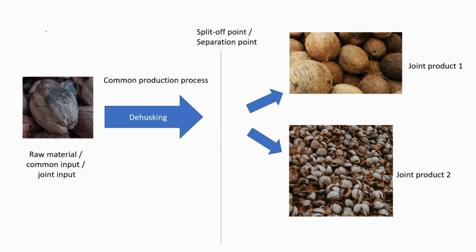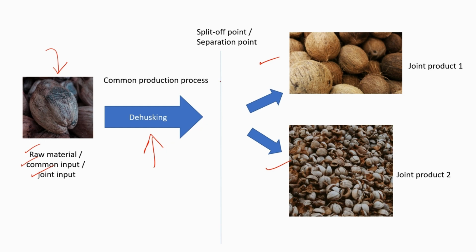Here is the example we discussed earlier. Now you know these coconuts are the raw material, which is also known as the common input because this input is common for both these joint products. And this raw material is also known as the joint input because this input is going to produce joint products. And this is the common production process, in this case dehusking.